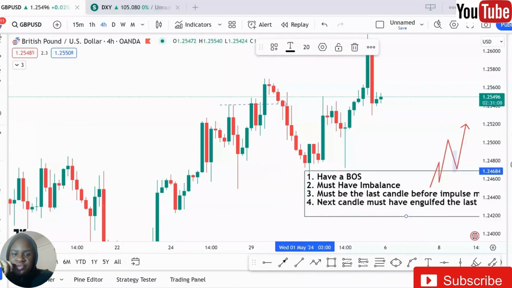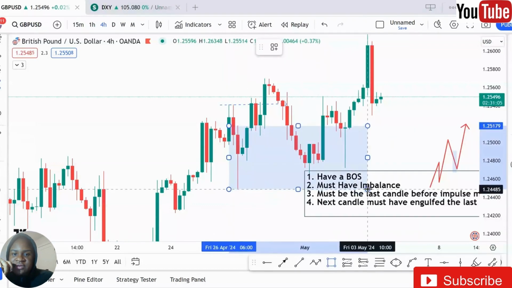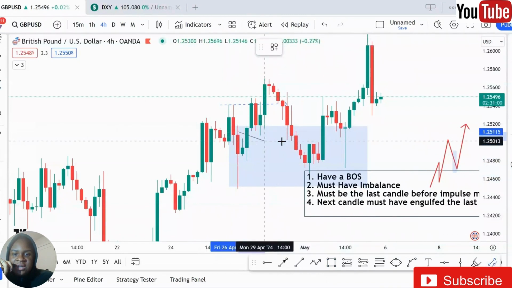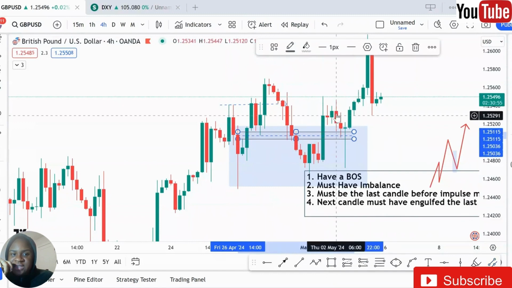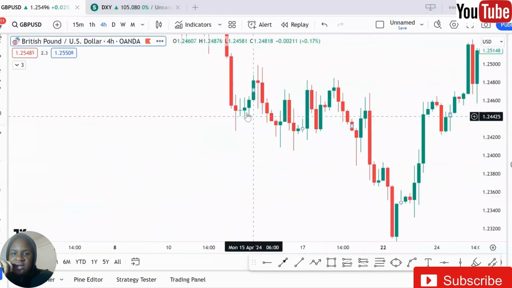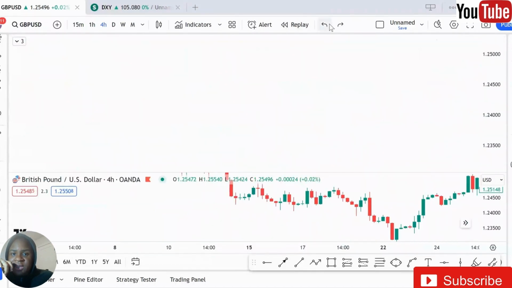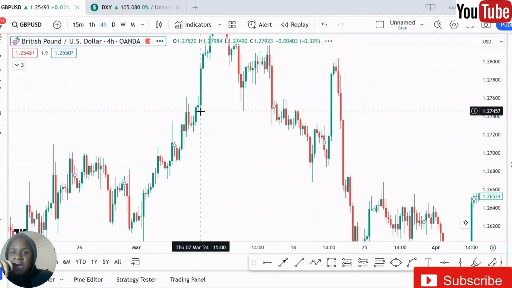A break of structure. The last candle before the impulse move, you can see the last candle here, right? And what do we have? We have imbalance inside here, making that order block a valid order block for market to react that gave this impulse move outside here. It doesn't matter the time frame. I can go down to 1 hour and I will find it.